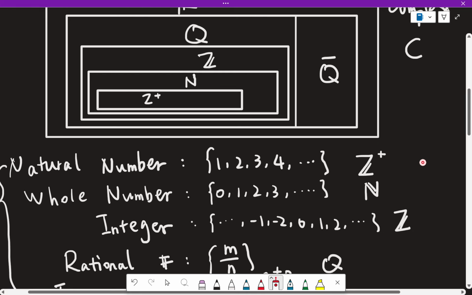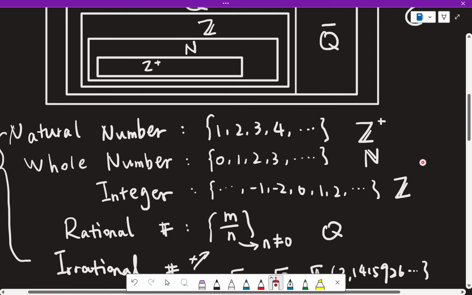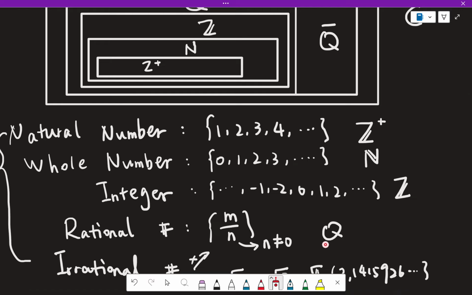What kind of set includes all natural numbers, whole numbers, and integers? We get rational numbers. The definition for rational numbers is simply any number that could be denoted as a fraction with the form m over n, with n not equal to 0 because the denominator cannot be 0. And we use a capital letter Q to denote rational numbers.